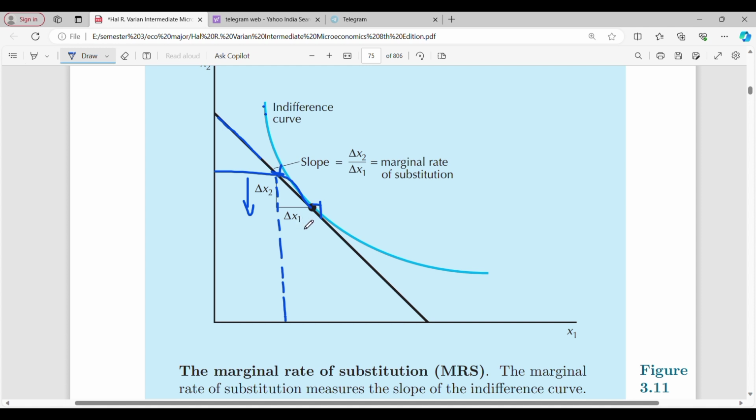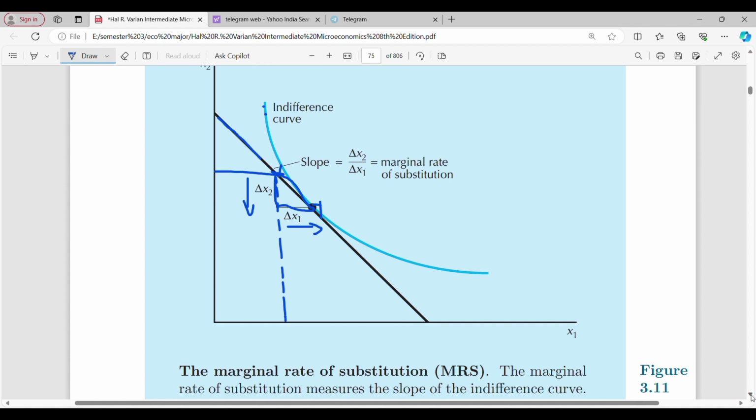So this is another change. x1 just changed to here, x2 just changed to here, and we mark this as the change. So this is the slope that can be marked as delta x2 by delta x1. That is the MRS. Okay.